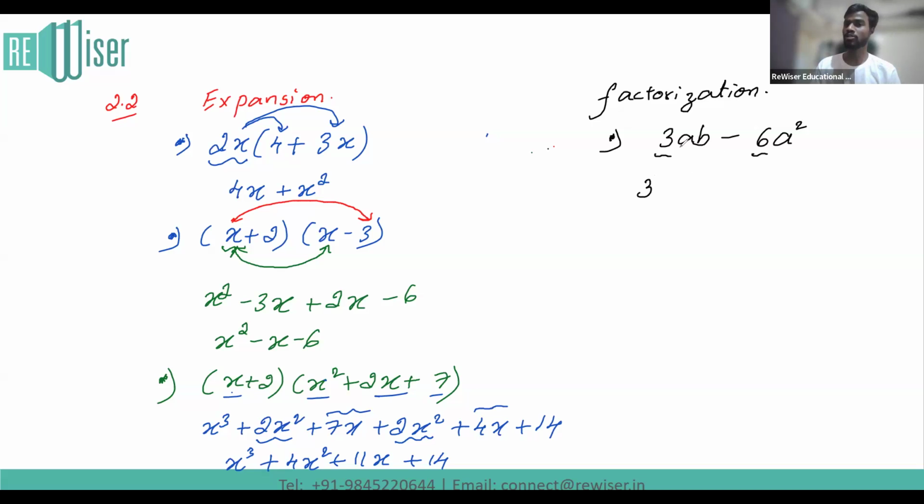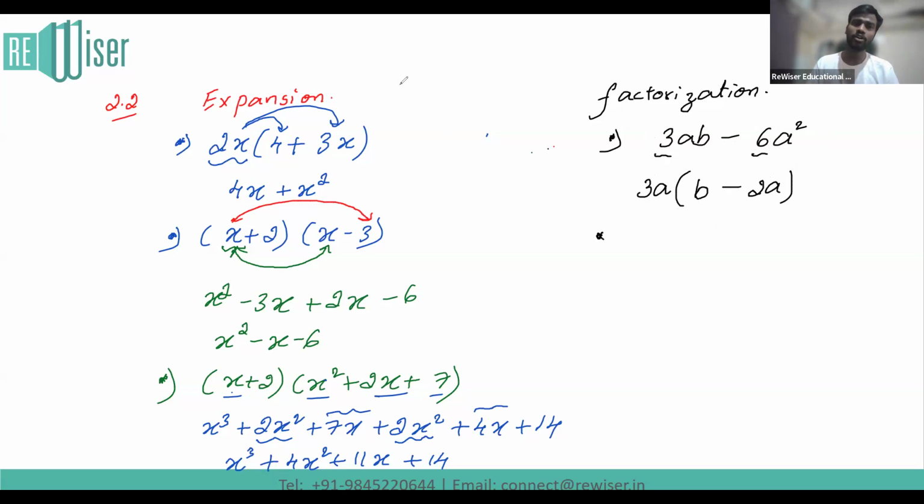And among this ab and a squared, a is the common factor. We have a in both the terms. So we can take out this a common. Now I have to use the parenthesis here. So it's going to be 3a times. If I take out 3a common in the first term, b will be left. Then minus, if I take out 3a common in the second term, 2 times a will be left. This is what it meant by factorizing this term.